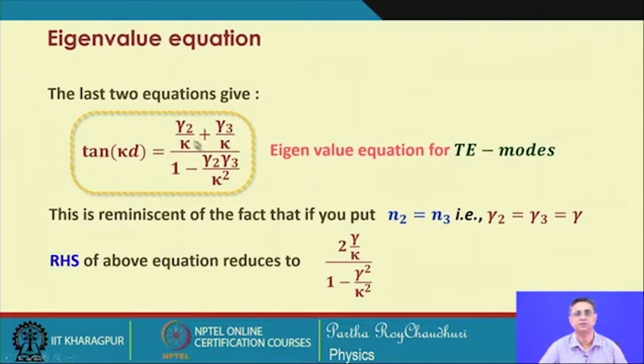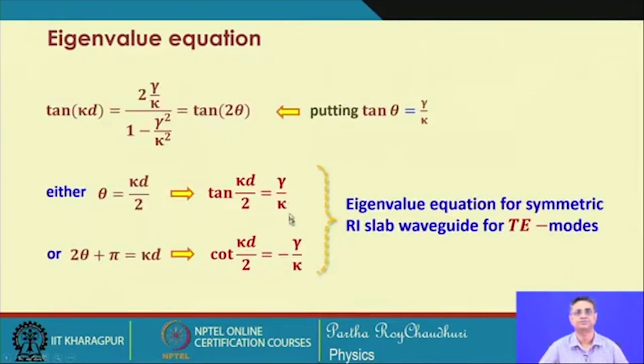But looking at this equation for the asymmetric waveguide, it reminds us that if you make the two layers the same, that is the top and bottom layers, if n2 and n3 are the same, then gamma 2 equals gamma 3. Let us suppose that is equal to gamma. Then the right hand side of this equation becomes twice gamma by kappa, divided by 1 minus gamma squared by kappa squared. So, if you put gamma by kappa equal to tan theta, then it is 2 tan theta by 1 minus tan squared theta, which is simply tan 2 theta. And this tan 2 theta must be equal to tan kappa d, which gives a condition that theta equals kappa d by 2.